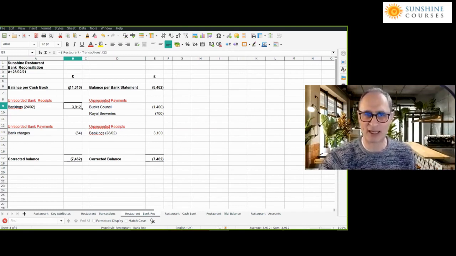We need to correct the cash book in order for the accounts to be correct. And finally, there were some bank charges. The bank had made some charges. We didn't realize they had done so until we came to do the bank reconciliation. So again, we need to put that through the cash book.